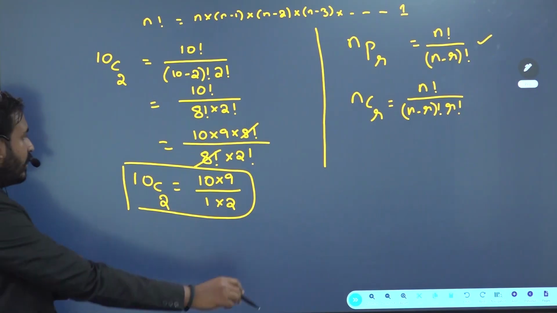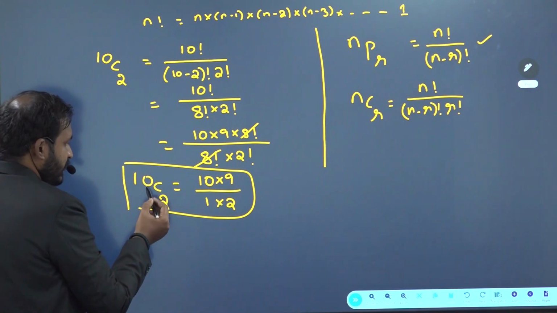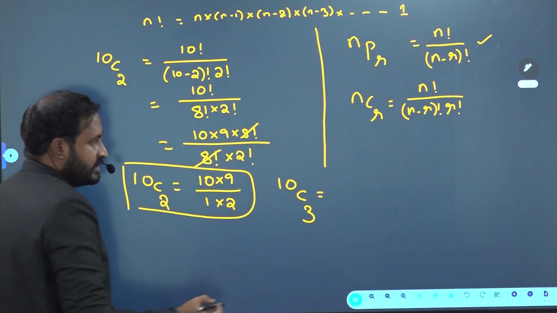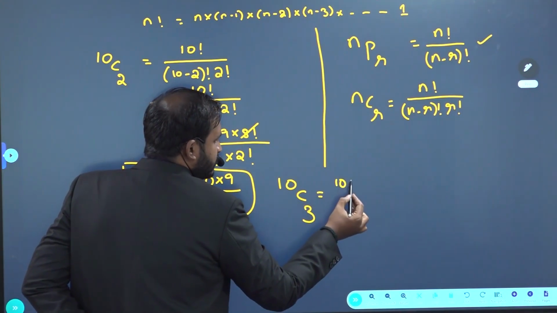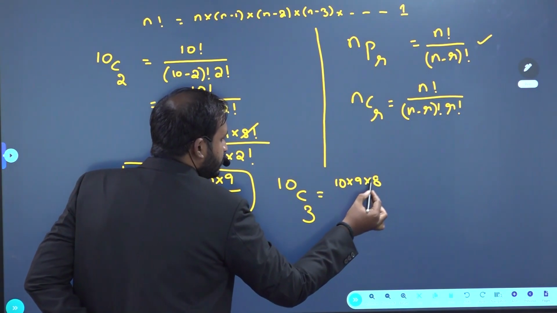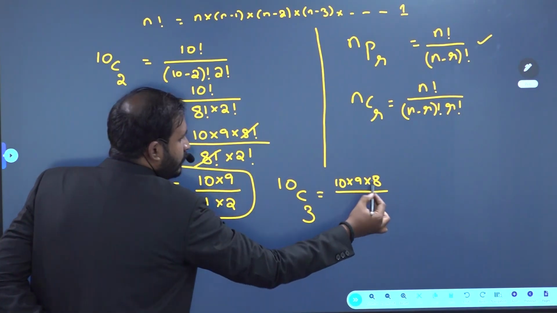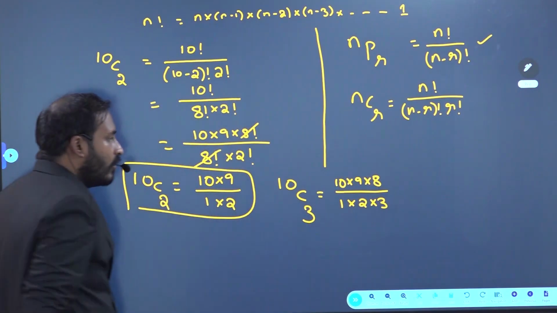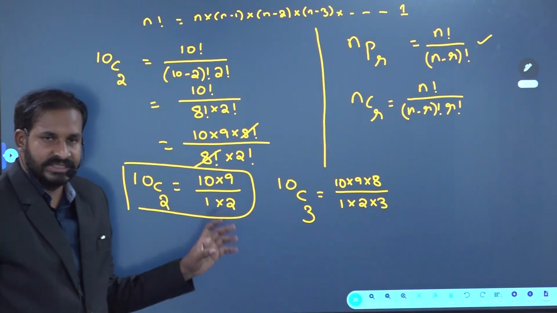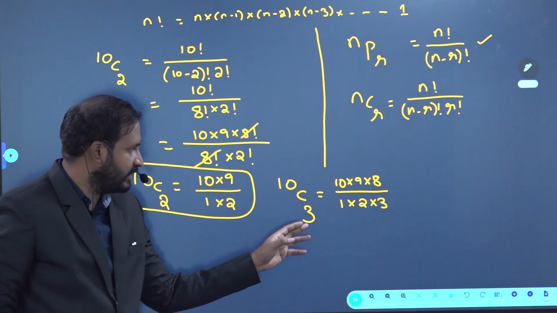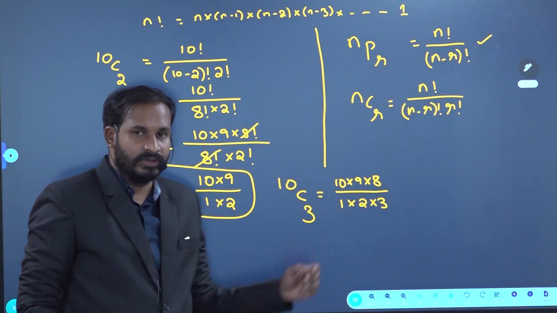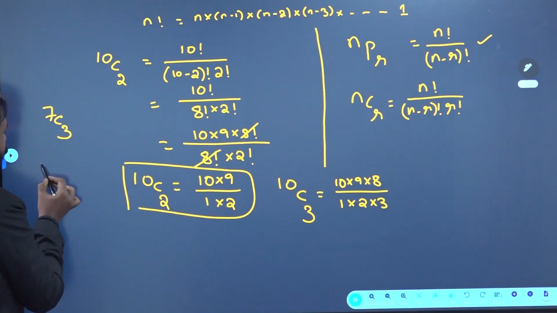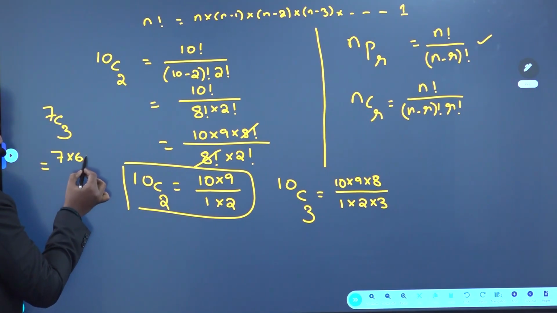Now what I mean to say here is, if you have something like 10C3, how will you write this? Decrement 10 for 3 numbers: 10 into 9 into 8, up to 3 numbers, and write 1 into 2 into 3 below. Don't write the formula and do all these things. It is a waste of time. If you want to find 10C3, it is 10 into 9 into 8 by 1 into 2 into 3. Similarly, 7C3 you will write as 7 into 6 into 5 by 1 into 2 into 3.